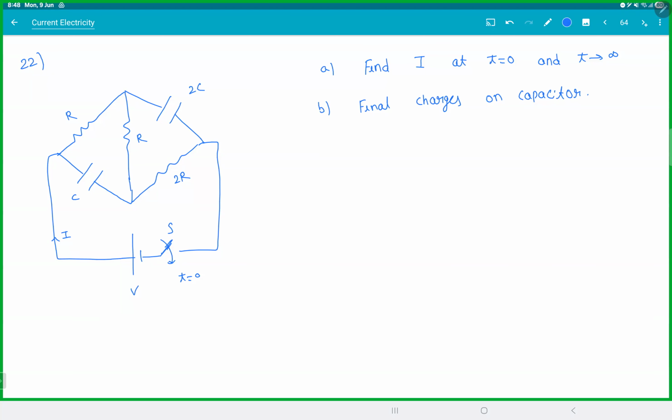Draw your circuit, t0, t infinity. If you draw, you will see. At t0, make it a wire. At t infinity, keep it there, but current will be 0.